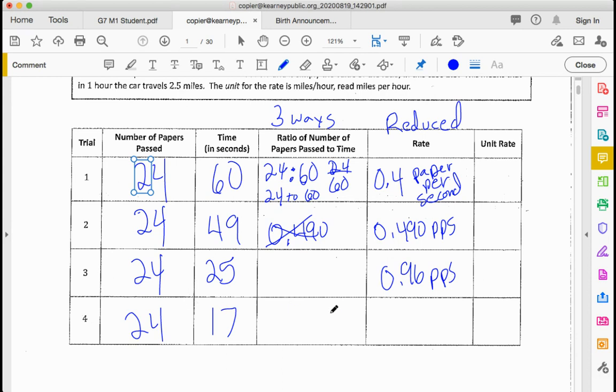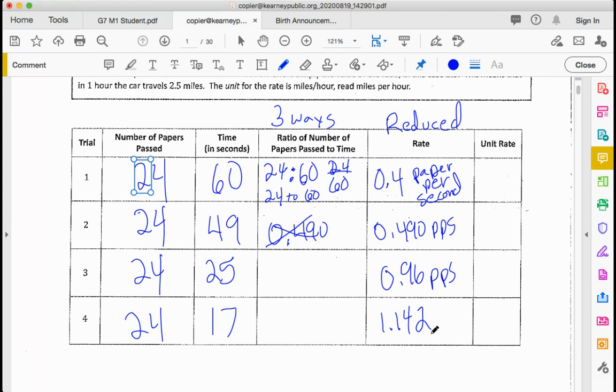Take 24 divided by 17. 24 divided by 17, we get 1.41. And does it round? Let me see here. Yeah, it rounds up. The 1 goes to a 2. Perfect. Is that right? 1.142?